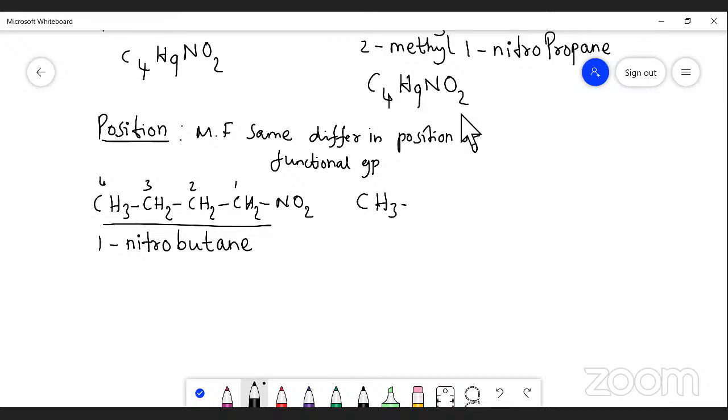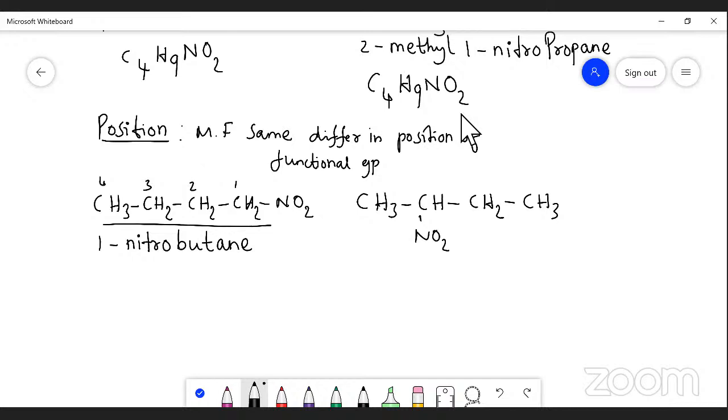Next, this compound exhibits position isomerism with the second compound, that is CH3, CH, NO2, CH2, CH3. You take the second compound.